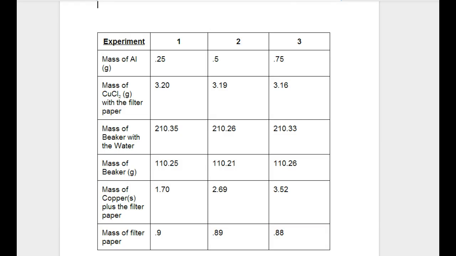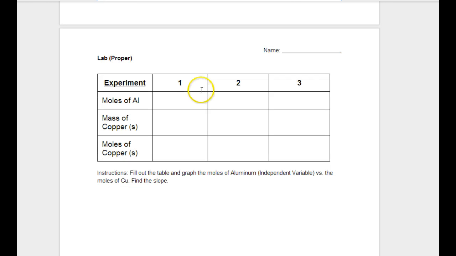So this is the other sheet that we had for homework tonight. On the front of this page we see an experiment done to the fullest with data set up. We have the mass of AlCuCl2, the beaker with water, the mass of beaker, copper with the filter, and the mass of the filter. Now if we go to the back of the page, the part that we're supposed to fill out, what we see is the first part.